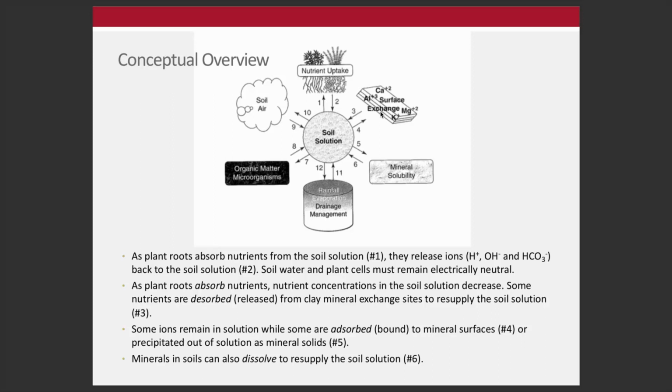So suffice it to say, we're talking about 3 and 4 here. We're having ions that are released from the exchange sites or bound to the exchange sites. Okay, and then some ions remain in solution. And some can actually either precipitate out, and so this is represented as number 5 here, so an actual precipitation or dissolving.